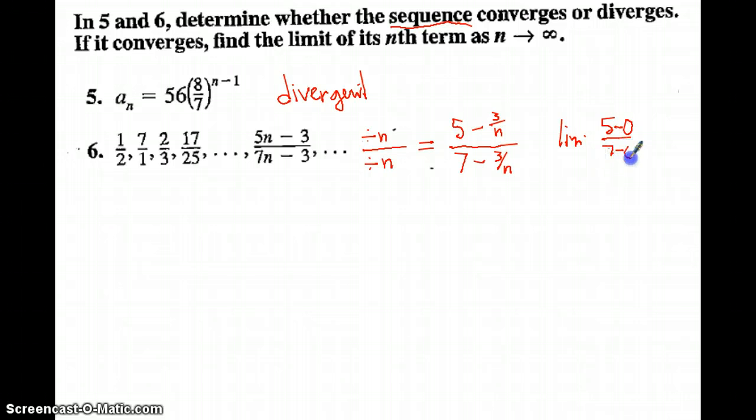Another reason to tell you that this is starting to look like 5/7. If you didn't like the million argument before, where it looked like almost 5 million divided by almost 7 million, and as it gets bigger, the almost starts to get even closer, then here you go with the over n business.